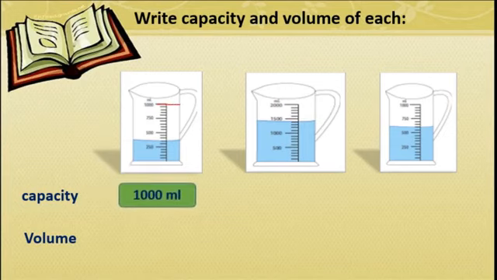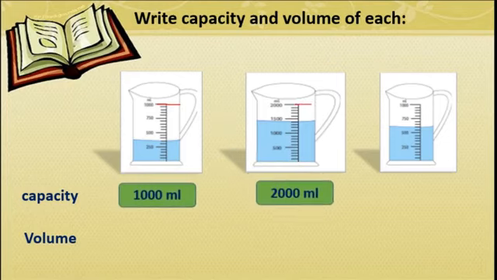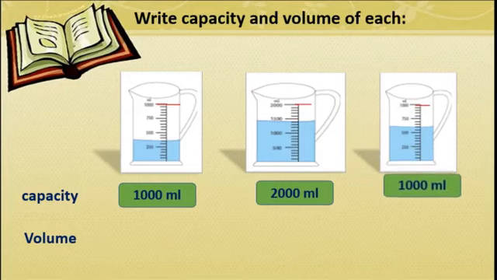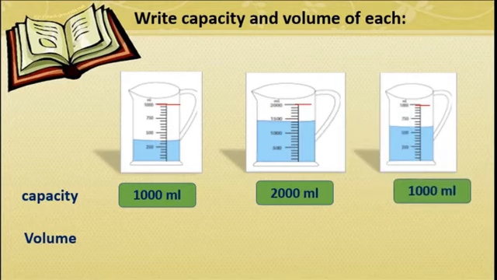What about the second one? The capacity is 2000 ml. You can read here. What is the capacity of the third measuring jar? That is also 1000 ml. Right? Now we will go through the volume. See the first jar. What is the volume of this liquid? See, this is the volume of the liquid here. This is 250, 300, 350. So 350 volume. Okay, in the second one, this is 1000, this is 1500.